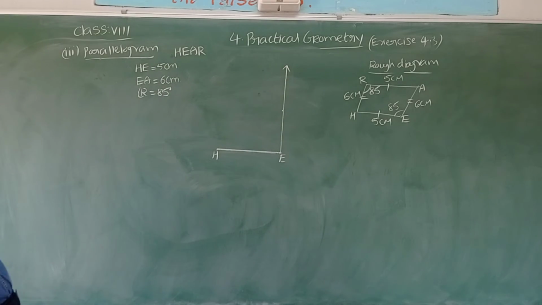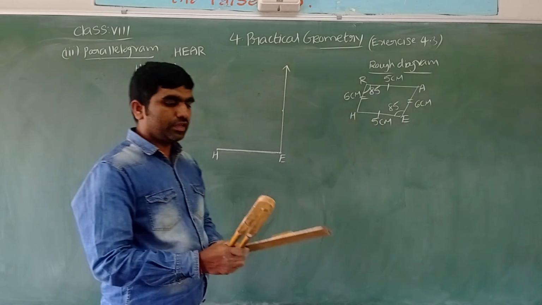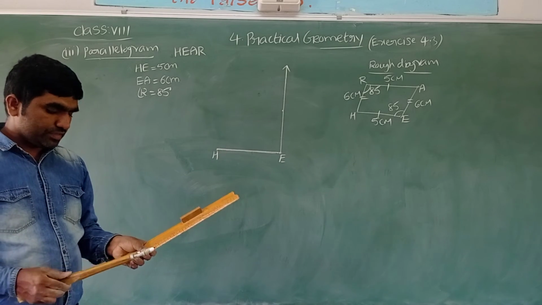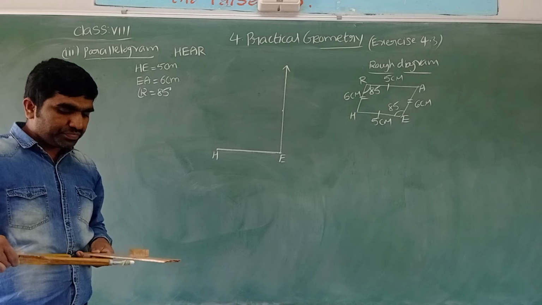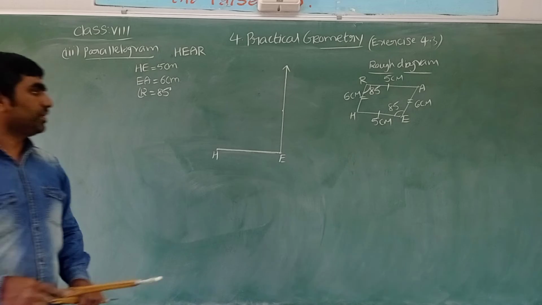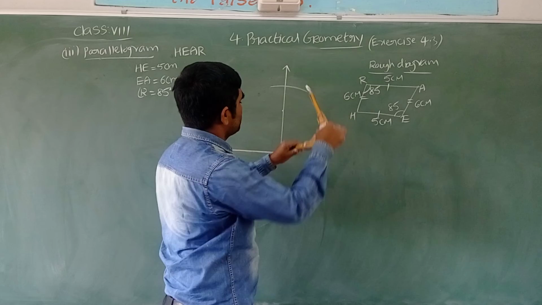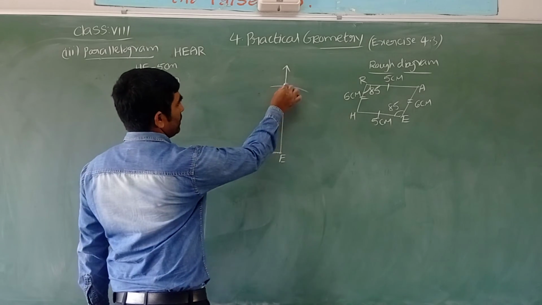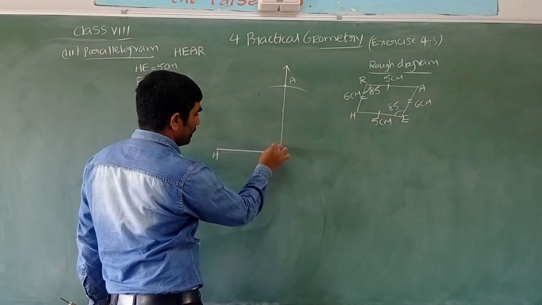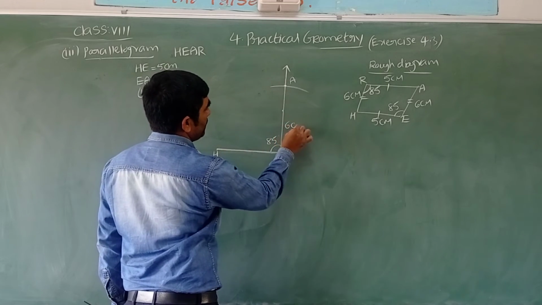Now, from the same vertex E, we need to draw an arc whose length is 6 centimeters. Set the compass length to 6 centimeters. From vertex E, you can draw one arc. Now both are intersecting. Name the intersecting point as A. Here I have drawn the ray at 85 degrees and the arc with 6 centimeters.